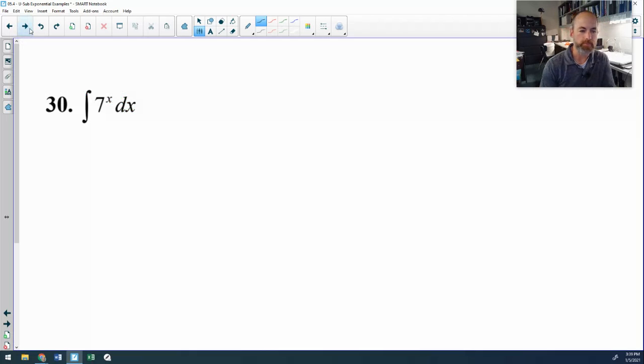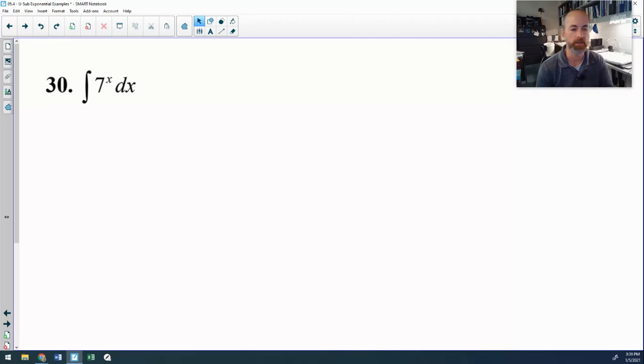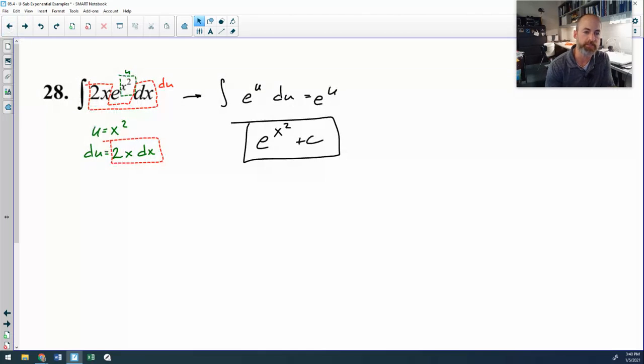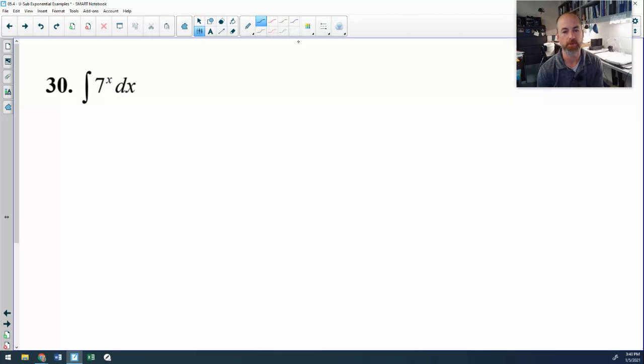Let's look at this one. This is an interesting one because it's not very ugly. This is very clean. This is an exponential function. However, the exponent is not ugly. I said just a minute ago that if you have an exponential function, you typically do U-substitution by letting u be that exponent. But I said if the exponent's ugly. This exponent's not ugly, and just for the sake of making a point, I'm going to show you what happens if you let u equal x.